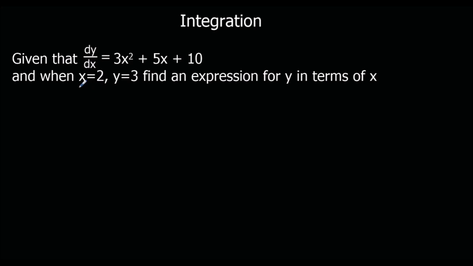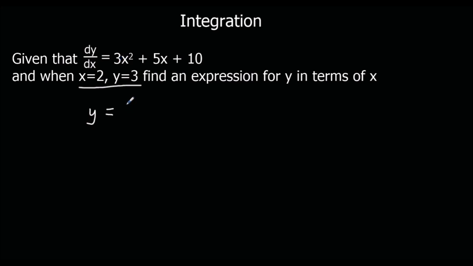So they've given us x is 2 and y is 3. That means this time we can work out what c is. So after we integrate, we're going to substitute the 2 and 3 in to find c. The first thing we have to do here is integrate it. So dy dx, when we integrate, is going to go to y, and then we're going to integrate each of these terms. That means adding 1 to the power and dividing by the new power.